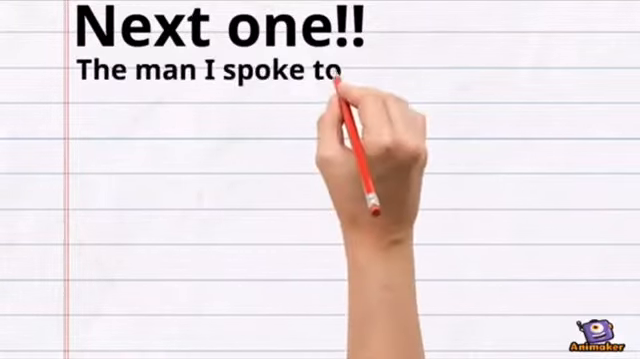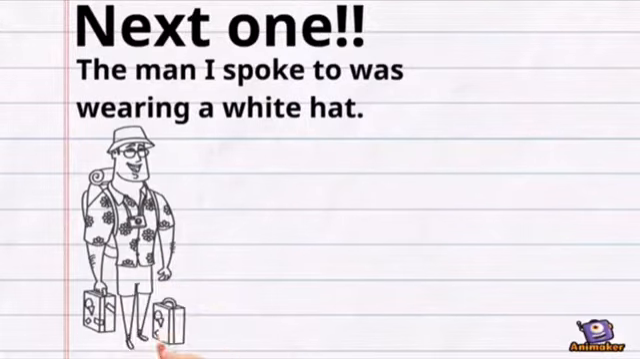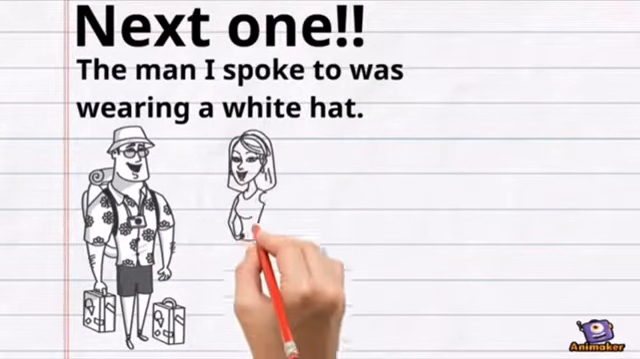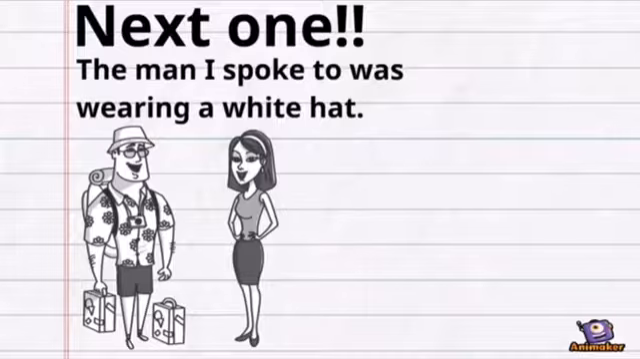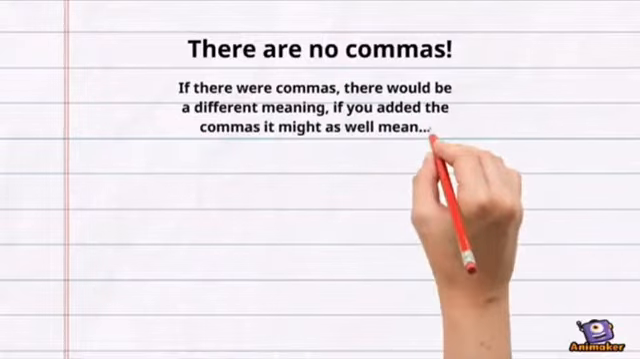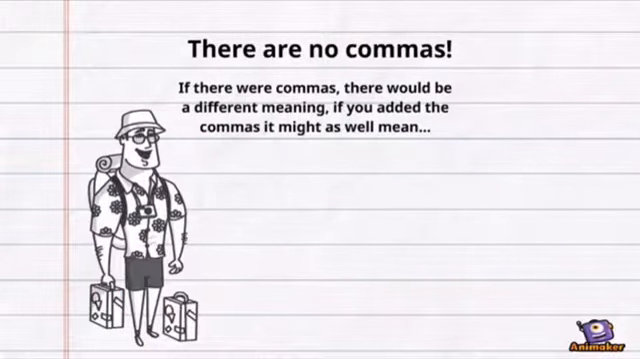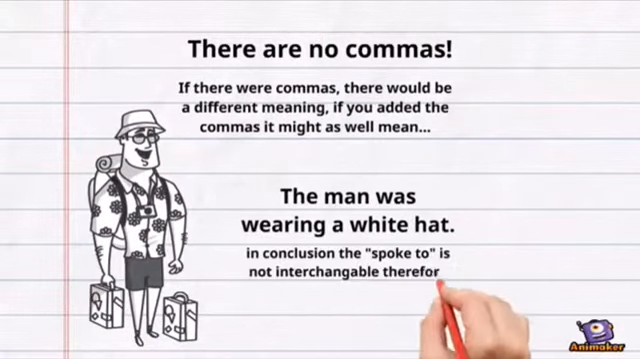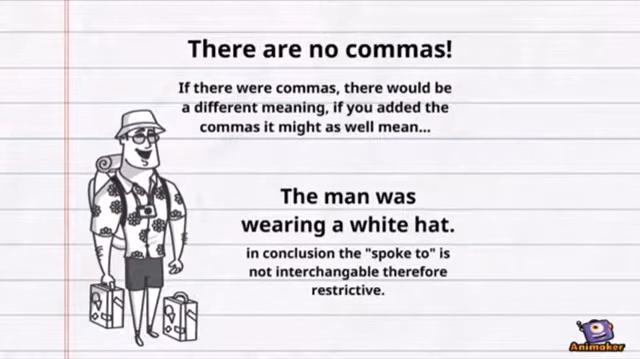Now the next one. "The man I spoke to was wearing a white hat." Add the commas where you think they should go, if there are any. There are no commas. If there were commas, there would be a completely different meaning. If you had added commas, you might as well mean, the man was wearing a white hat. In conclusion, the "I spoke to" is not interchangeable and therefore restrictive.